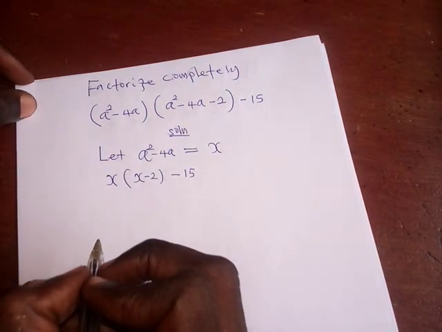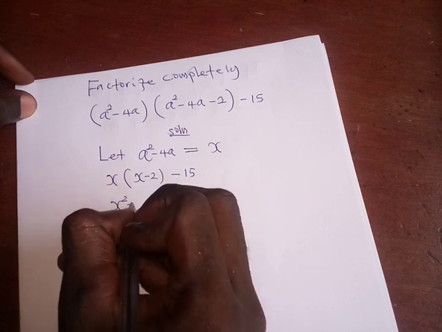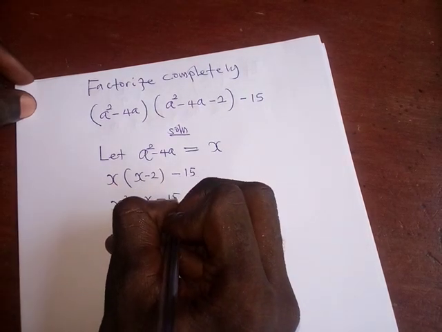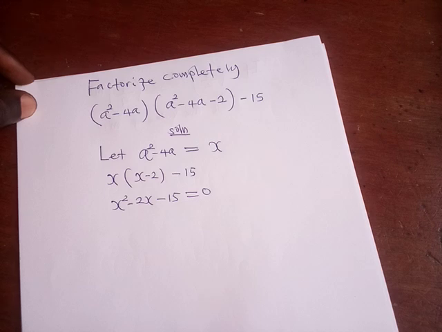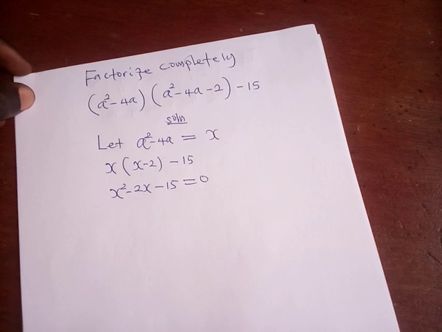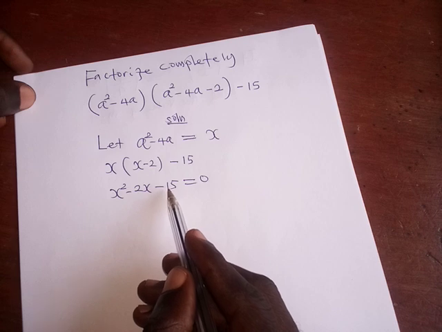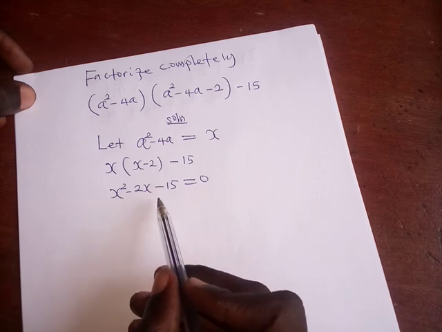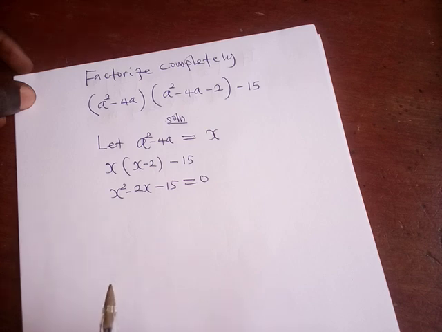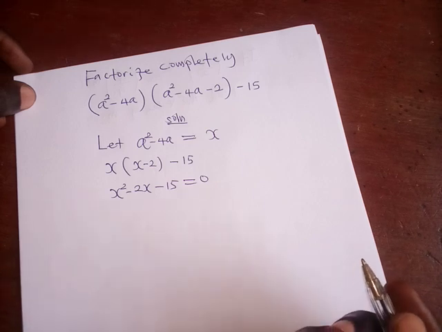Now the next step, we are going to multiply. This becomes x² − 2x − 15, which is equal to 0. Now since this is a quadratic equation, we are going to apply any of the three methods used in solving a quadratic equation, but we are going to use the factorization method. To factorize this, what are the two numbers that if you multiply them you have 15, and if you add or subtract you have 2? That is 5 times 3. They are the numbers.